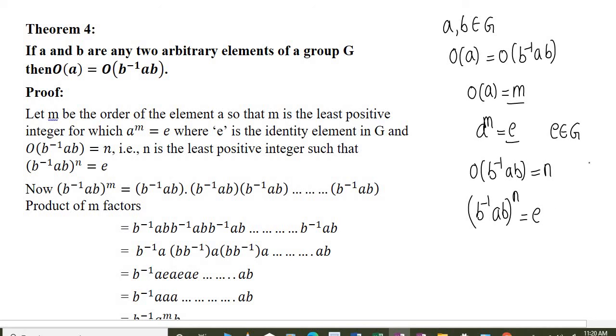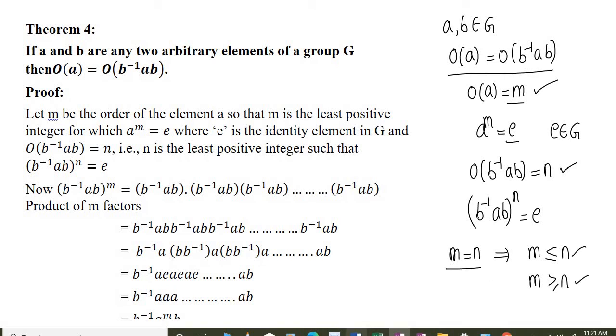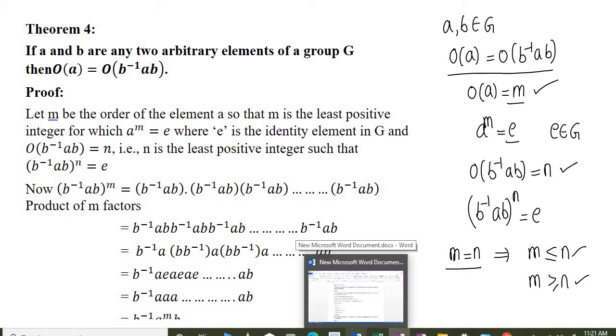Now we want to prove that order of A equals order of B inverse AB. That means it is sufficient to prove that M equals N. So M equals N, we can prove this by showing M is less than or equal to N and also M is greater than or equal to N. By proving these two, we can say that M equals N.